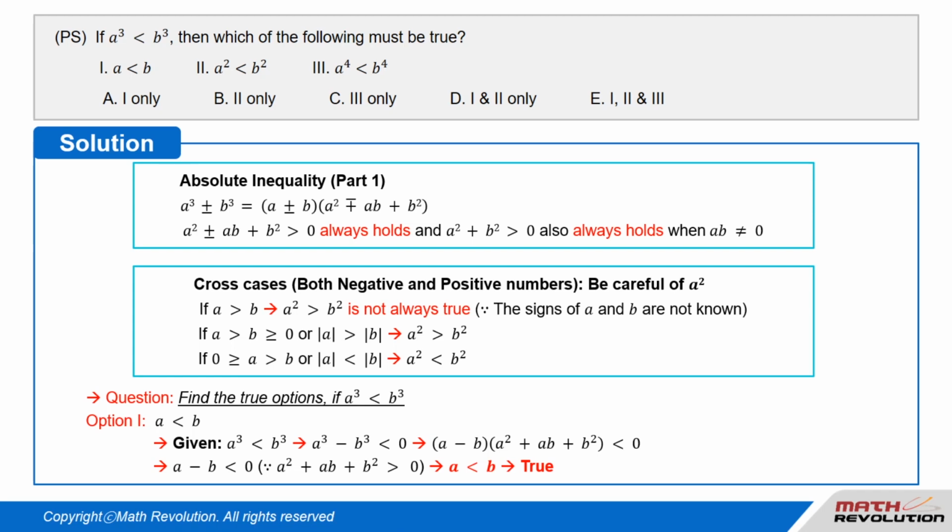So, whole of a minus b times whole of a squared plus a times b plus b squared is smaller than 0. But a squared plus a times b plus b squared is always positive, hence a minus b is smaller than 0, or a is smaller than b. Thus, option 1 is true.